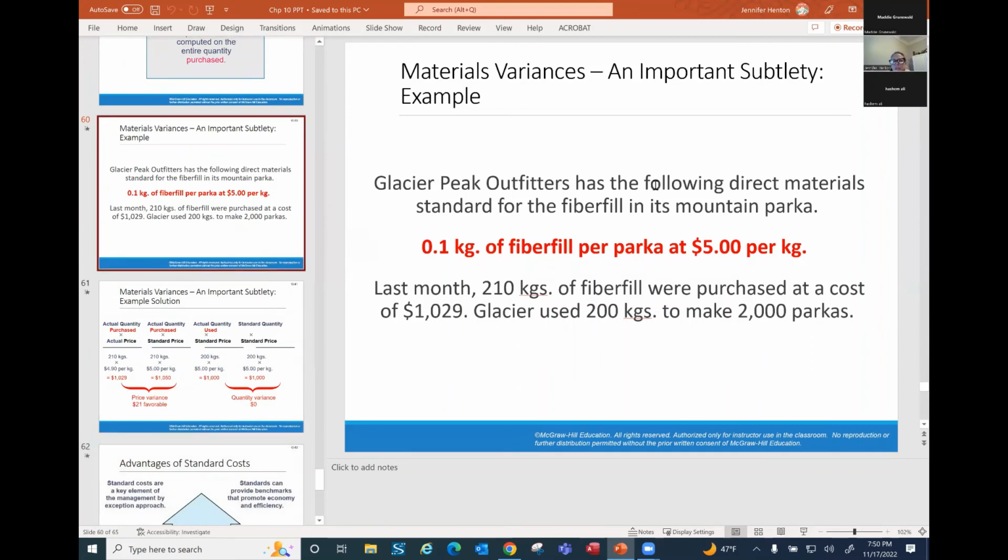So Glacier Peak Outfitters has the following direct material standard for the fiberfill in its mountain Parker: 1.5 per Parker at $5. Last month, 210 kilograms of fiberfill were purchased at a cost of $10.29. Glacier uses 200 kilograms to make 2,000 Parkers.